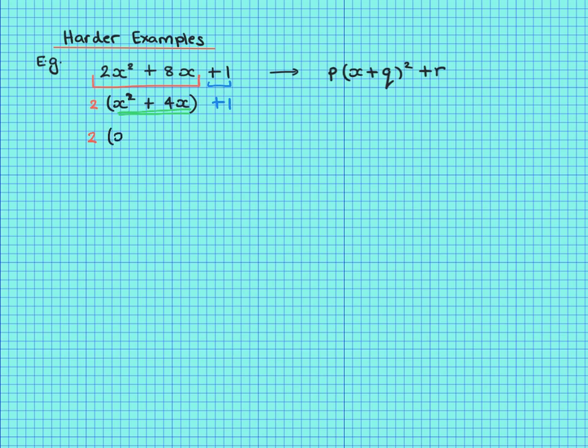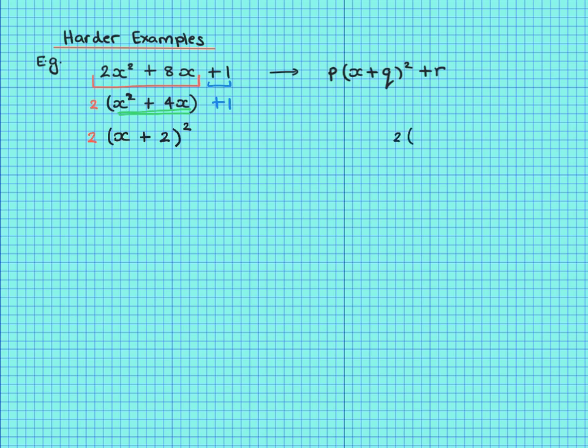So in the bracket we would have x plus, and it would be a half of the value in front of x here, in fact half of the coefficient of x, which is 2, so that's x plus 2 all squared. Now, think about what's going to happen when you expand these brackets.